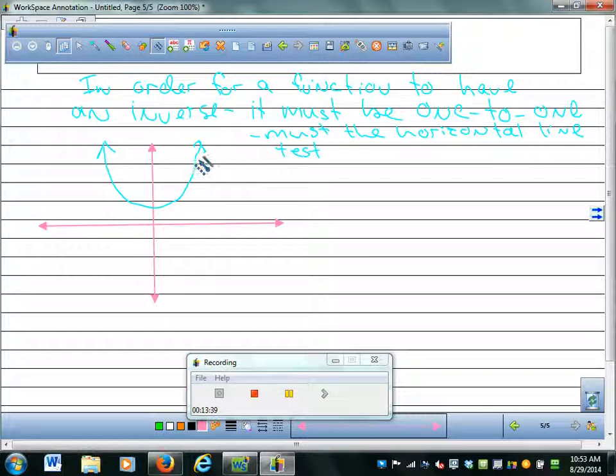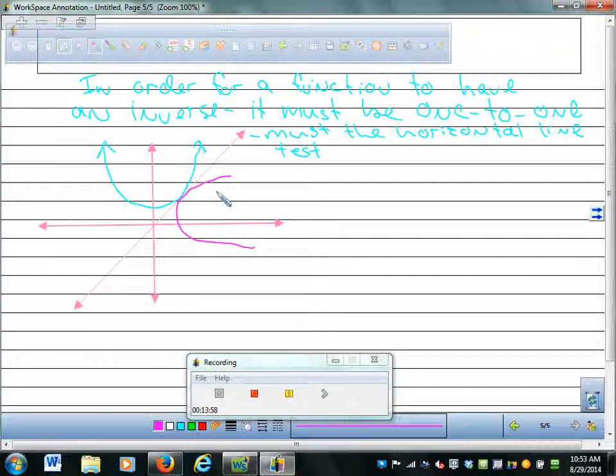So if I were to graph y equals x, let's pretend that this is y equals x, and I reflect this graph around the line y equals x, in a different color, it would look like a sideways parabola. Is this sideways parabola a function? No. So even though this is a function, its inverse would not be a function.